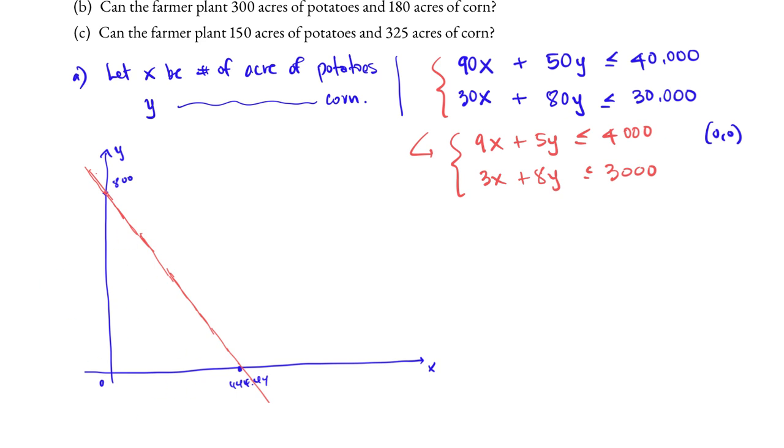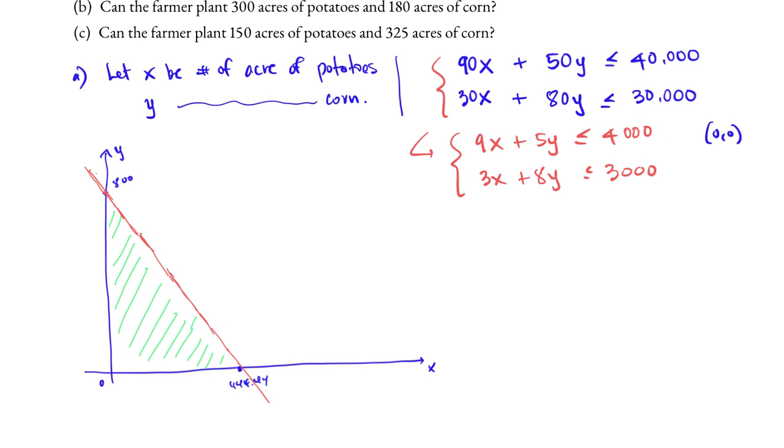But remember that we cannot shade negative x or negative y, because there is no negative acre of potato or negative acre of corn. And that is the solution for the first inequality only. For the second inequality, we would draw a straight line again.